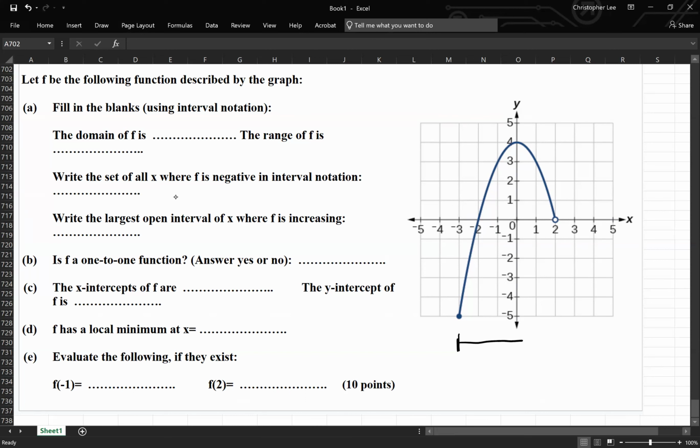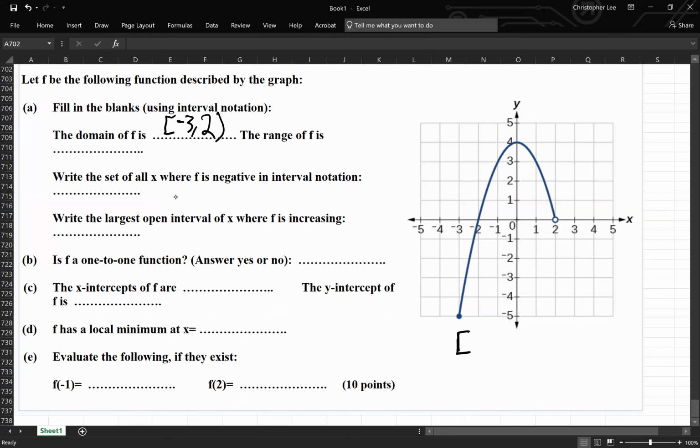Let me try that one again. Here to here, right? So what's my domain? My domain is going to be brackets, -3 to 2, open parenthesis, right? Because it's an open circle, I know that this is not included. And because this is a darkened circle, I know that this is included, right? So it should look something like that, I guess.